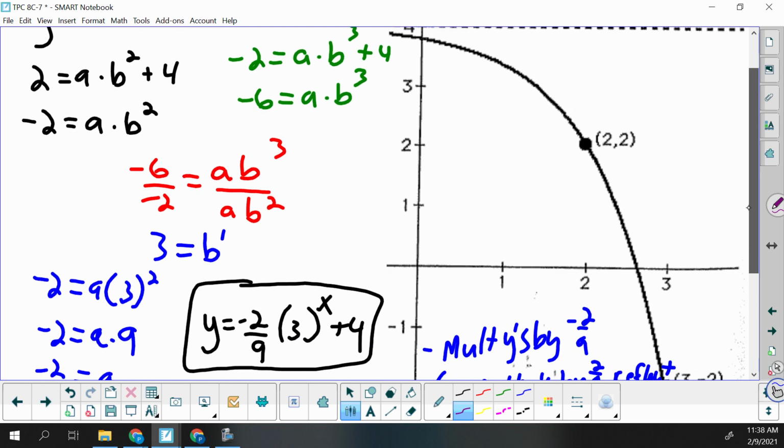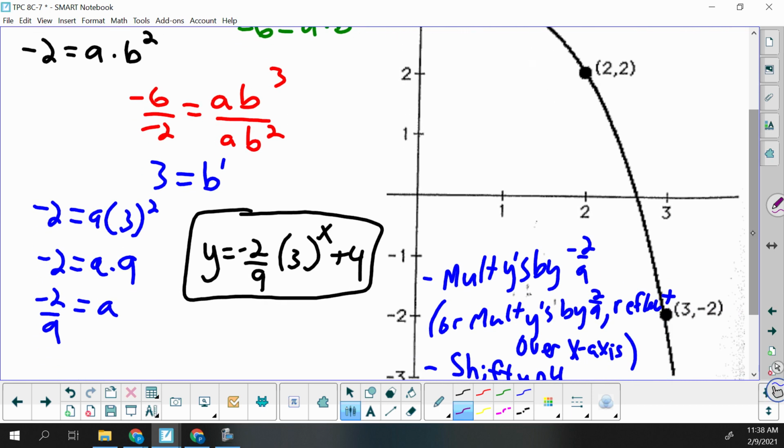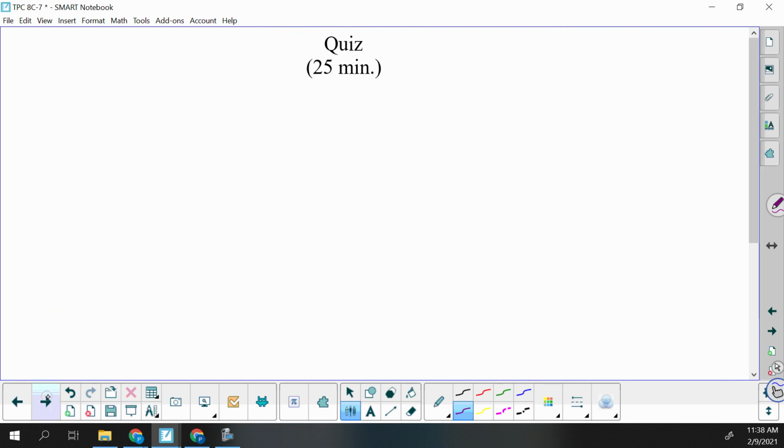22, you're leveling off at positive 4, so subtract the 4 over, divide your equations, you get b is 3. Sub back in, and you eventually get negative 2/9 for a. So you could say reflecting over the x-axis, multiply y's by 2/9, or vertical compression by a factor of 2/9, and the plus 4 on the end is a shift up 4. So that's it for the homework ones.